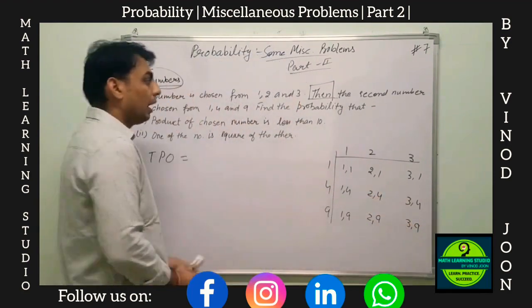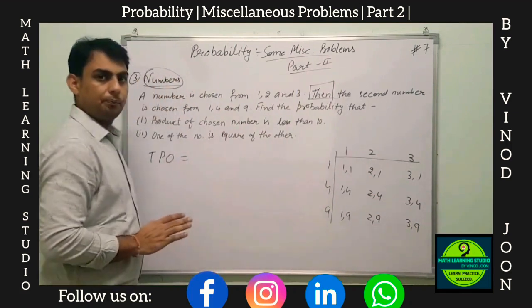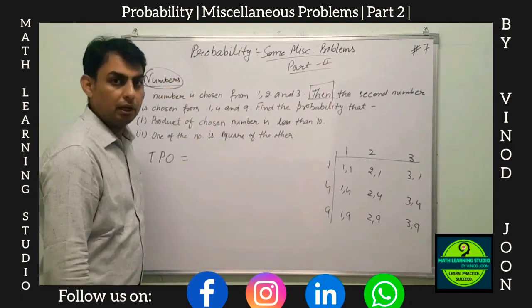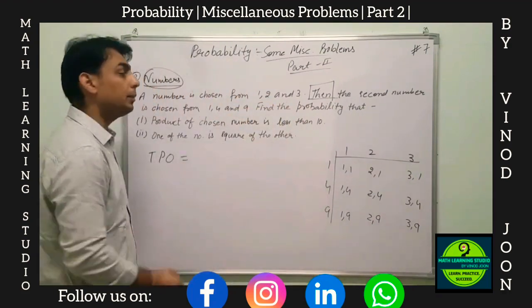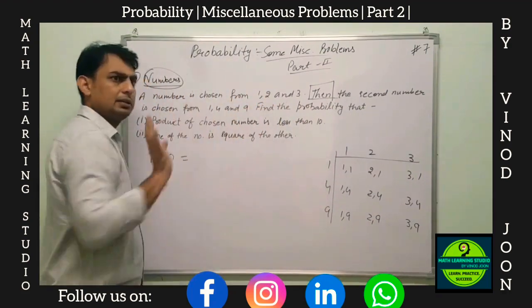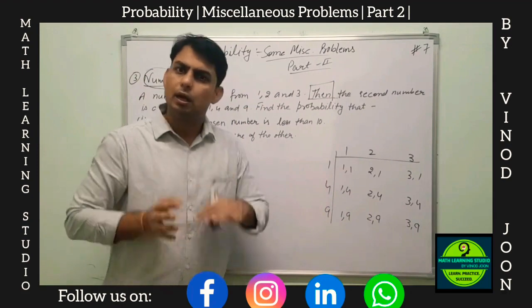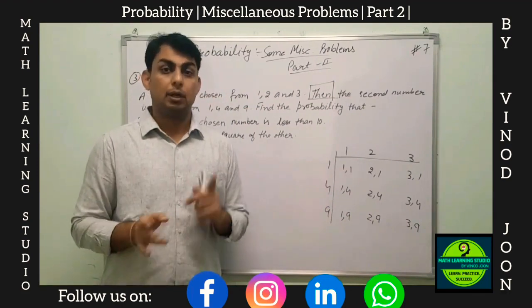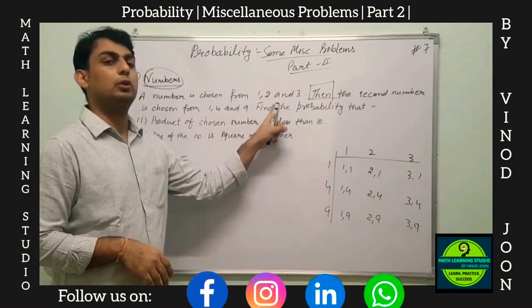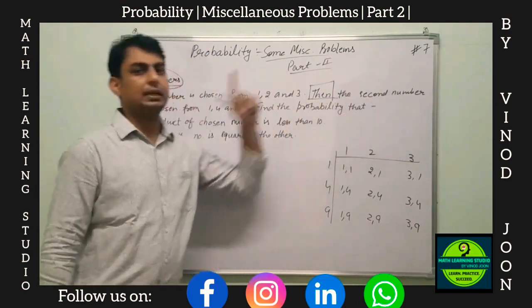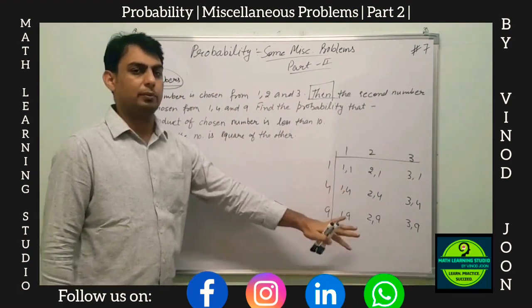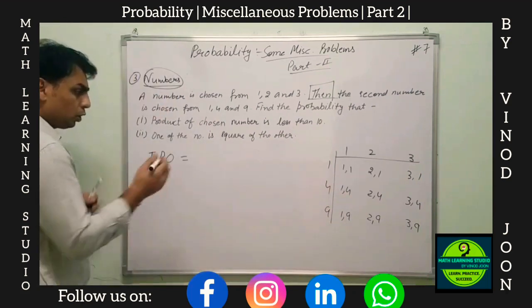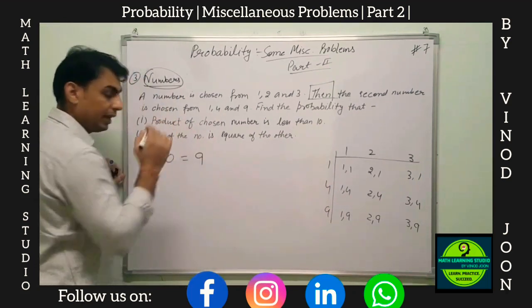Now, if the word "then" was not written, the sample space would be different. Different means we could take the reverse order also, right? Because it didn't say from where we took first, so we could take any order. But now it is given that one is chosen from these three and then the second number is from these two. So be careful about it. Now, total possible outcomes, we can see there are 9 only.